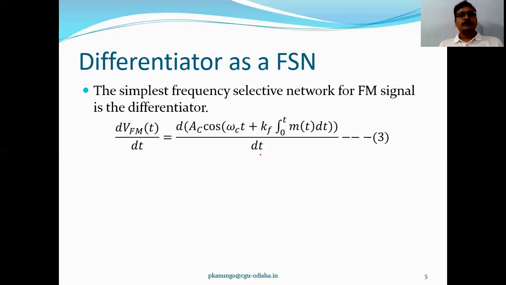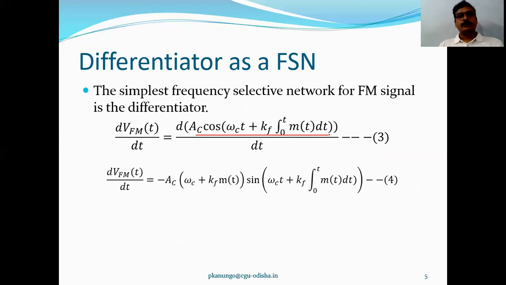Let us see. If we differentiate this frequency modulated signal, that is d by dt of V_FM(t), where this is the FM equation, the FM signal, here we are going to differentiate it with respect to time. If we do that, we get the signal minus Ac (omega c plus kf m(t)) times sine of this term. Look here, if the FM signal passes through a differentiator, we get a signal Ac (omega c plus kf m(t)) and then sine of this term.